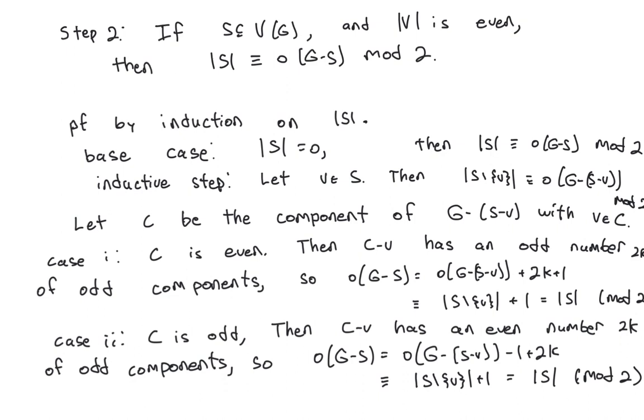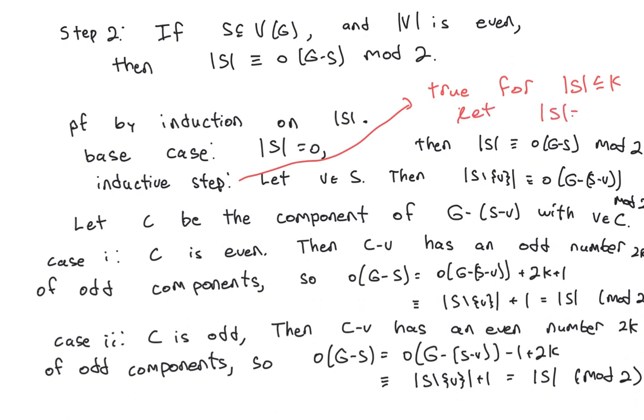The reason for this is that in this case, since V is even, there's an even number of vertices, so there has to be an even number of odd components. Because if there are an odd number of odd components, then when you add up the number of vertices, the total is odd, contradicting this assumption. All right, so now let's look at the inductive step. In other words, we know it's true for all subsets up to a certain size, say K.